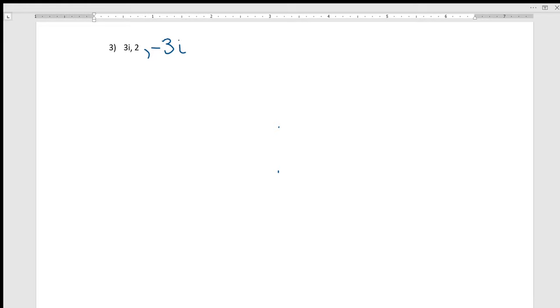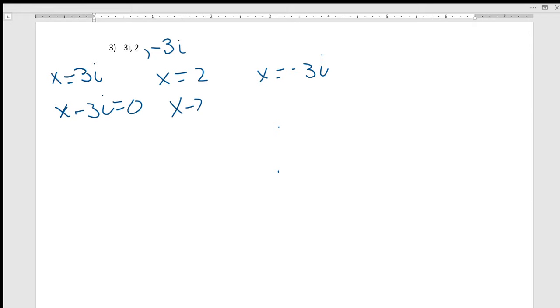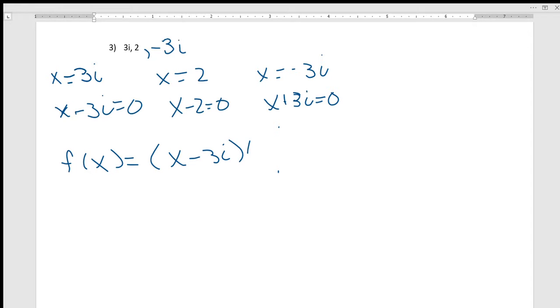All right, so once again, we'll set up our zeros. So x equals 3i, x equals 2, and x equals negative 3i. Then, setting each of those equal to 0 will give us our factors. And then we can build our polynomial using those factors. Now I'm going to put the conjugates first.